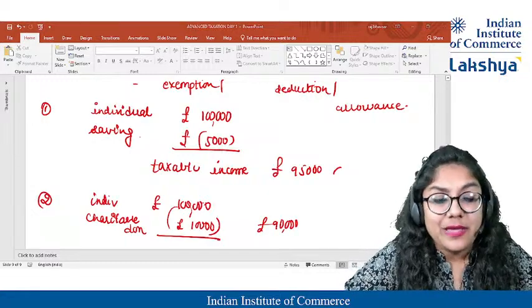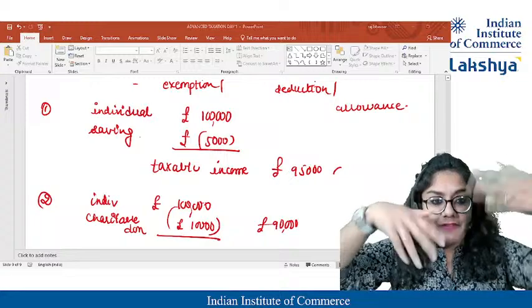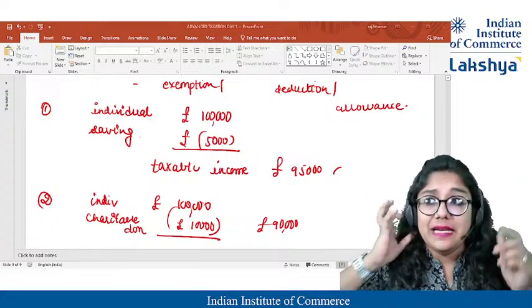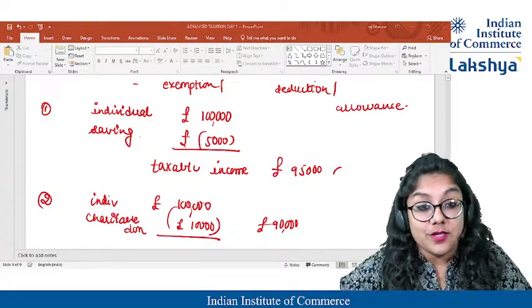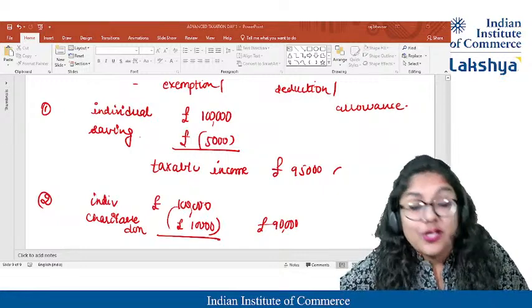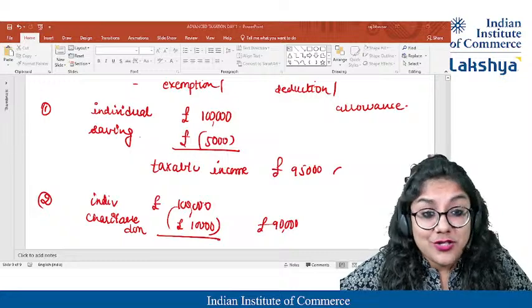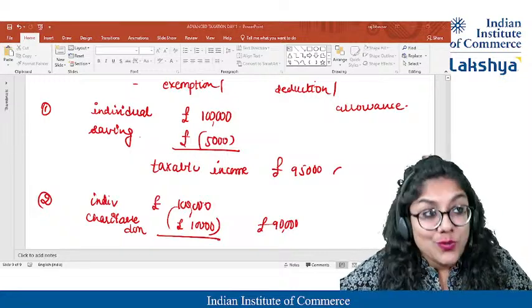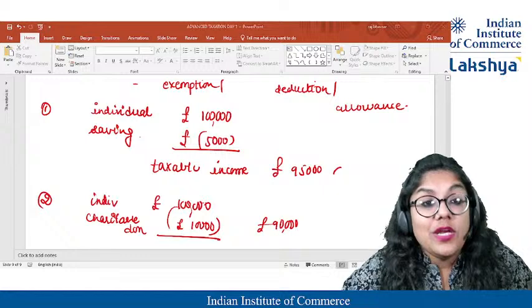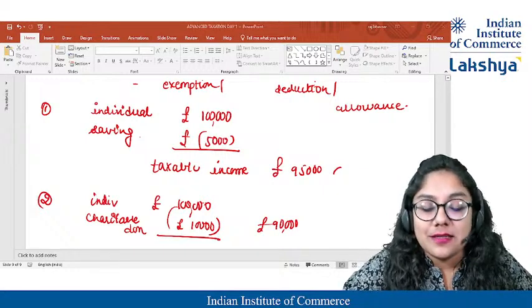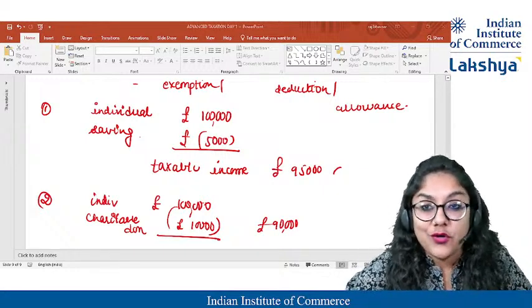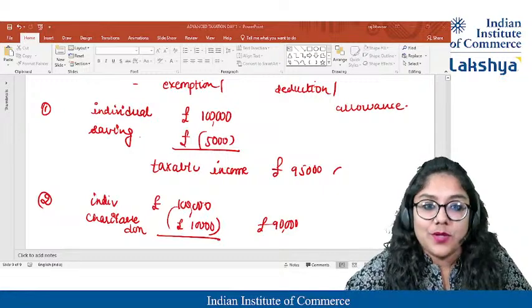Okay, ma'am, for example, if I have an income of 1 lakh, and I did some household expenditure of 50,000, will I pay tax on only 50,000? No. Household expenditure and all is not your deduction. It's not your exemption. So students, there are certain things. Only on certain expenditure do we get the relaxation.